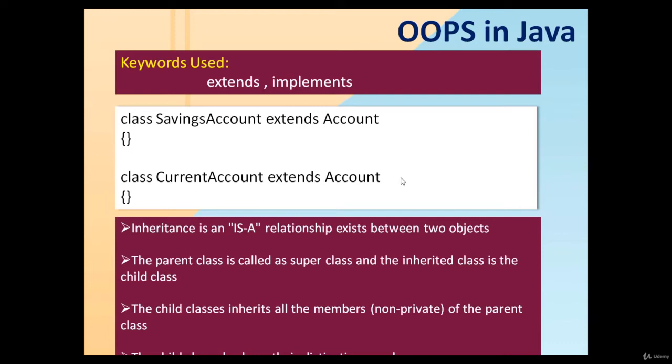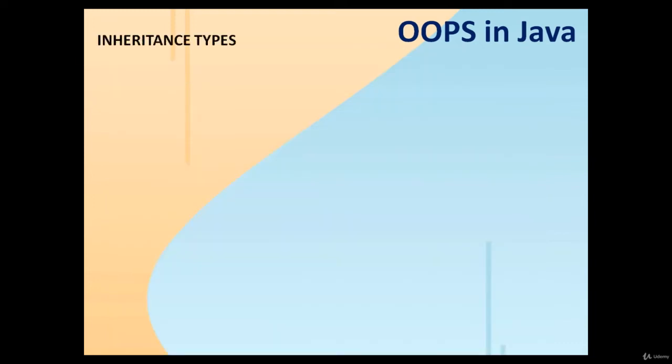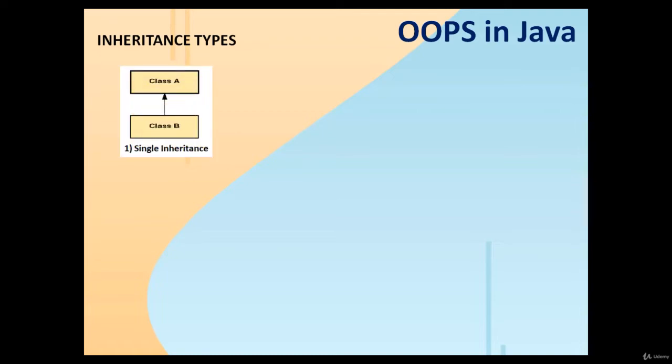Now, what are the different types of inheritance? The first is single inheritance. We have class A, and from class A we create a new class called B. When you create an object of B, that object can access its own members and also the members of class A.